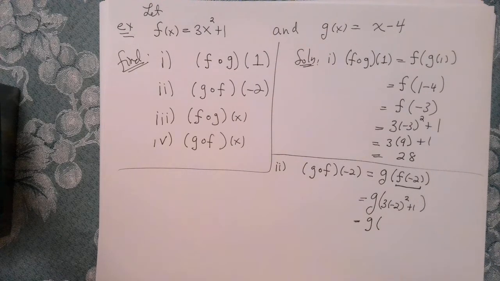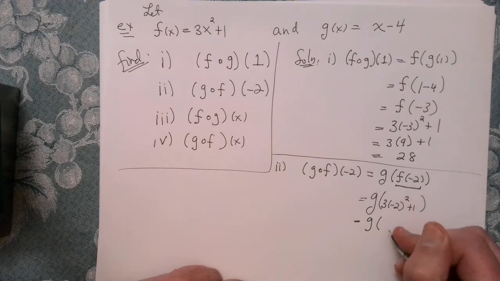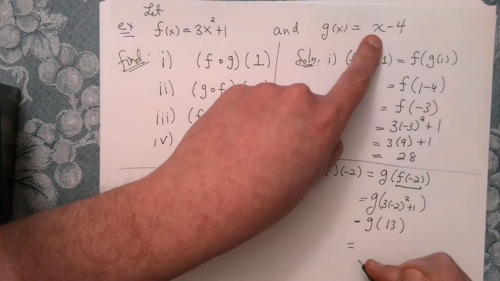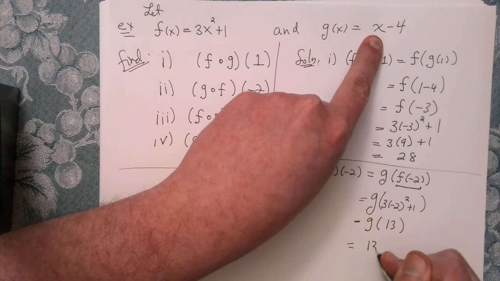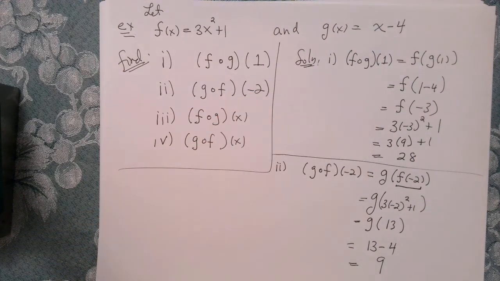So let's see here, what do we have? This is going to be 4 times 3, which is 12, plus 1 is 13. And so now 13 is the input of g. So go to g, and input 13 for x. So that gives me 9.